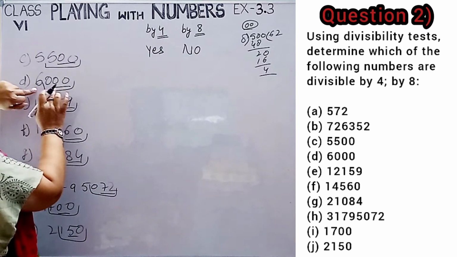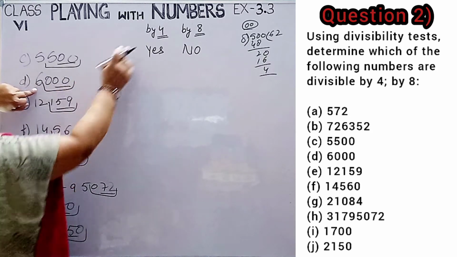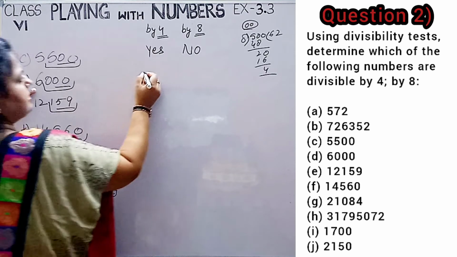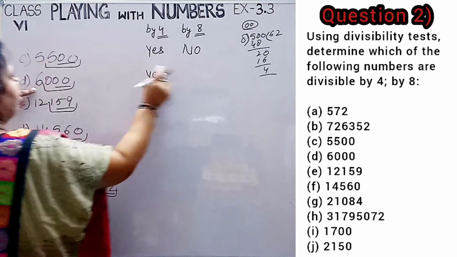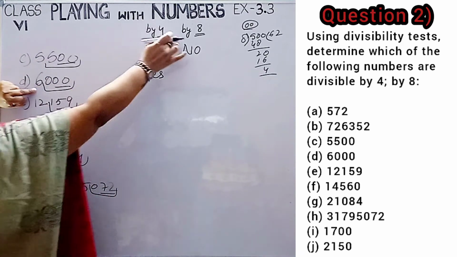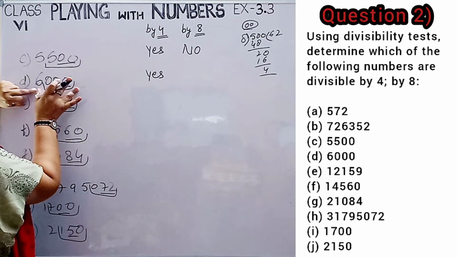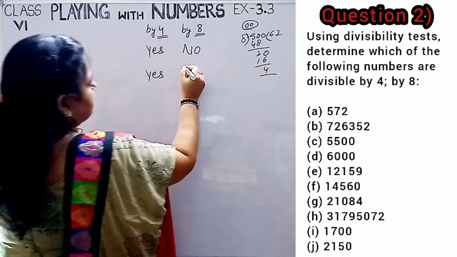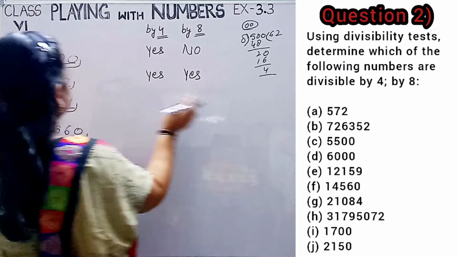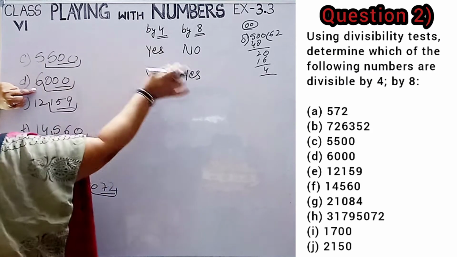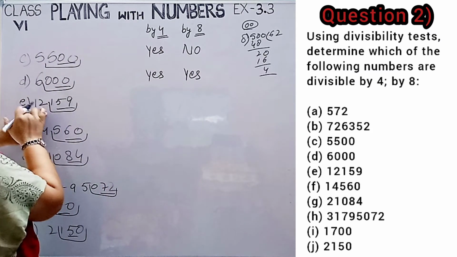Next one is 6000. Last two digits are 0, 0. Same thing here we have done. So yes, this is divisible by 4. Now coming to by 8. Here last 3 digits are 0. So the same thing we have to follow, that yes, 0 is also divisible by 8.